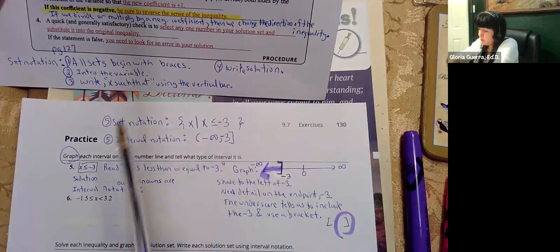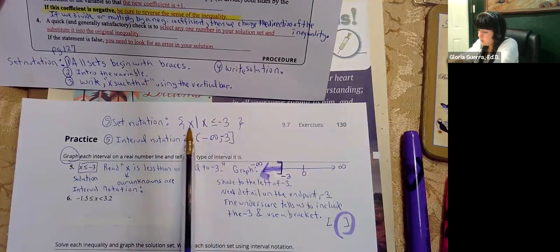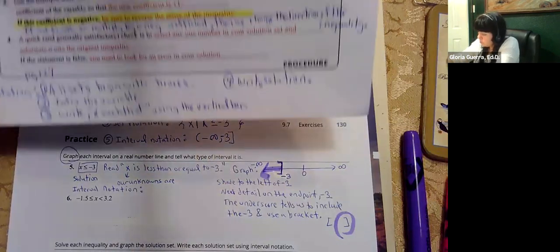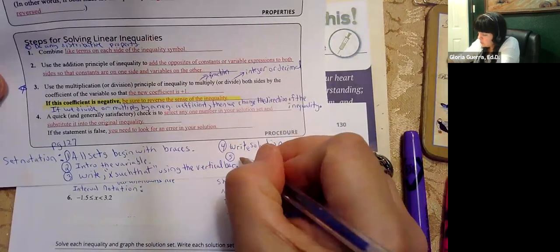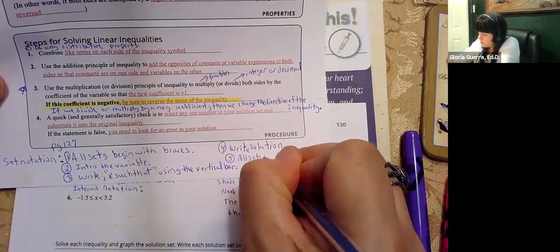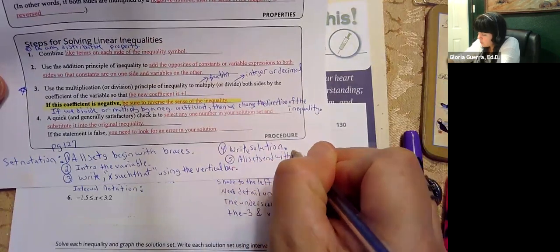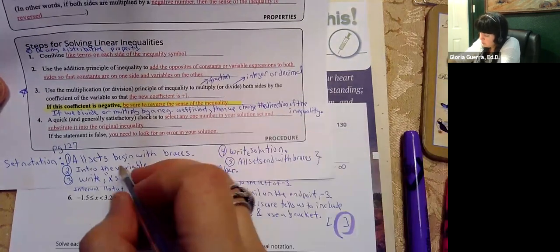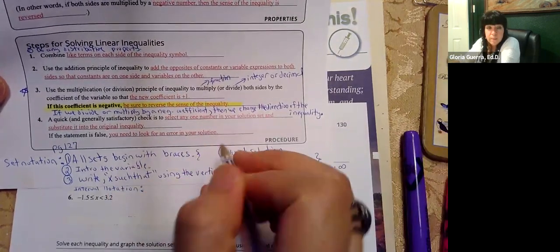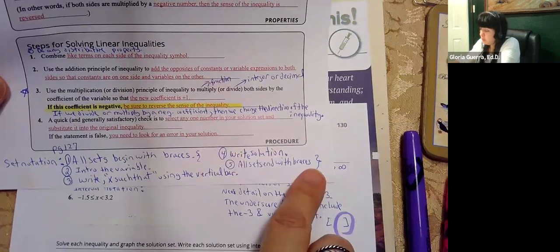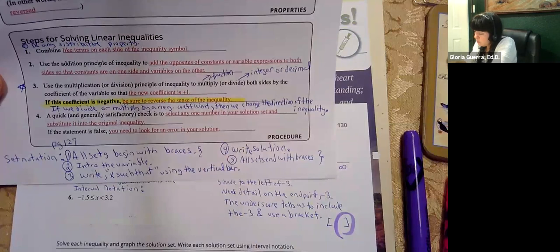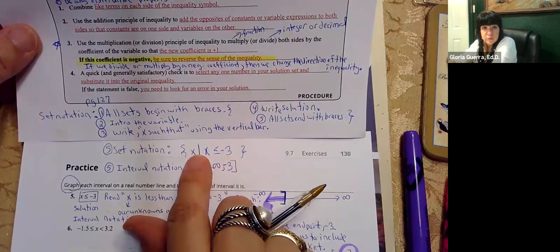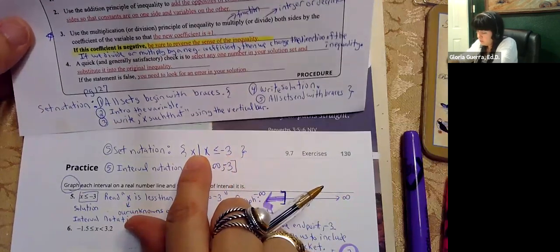So number 1, sets begin with braces and they also end with braces. So here they begin with the braces, this one, and then they end with the other side of the braces. Okay. So that's what we have. It says begin and end with braces. Number 2, you introduce the variable. So the variable is X. You can see that here.